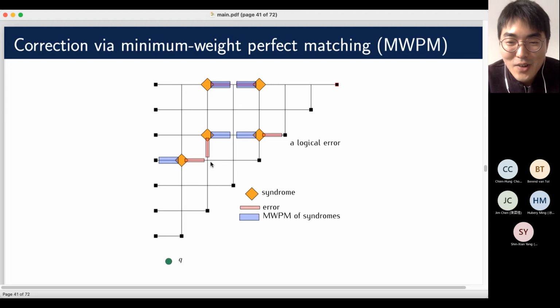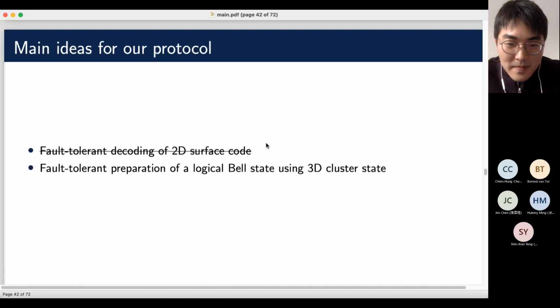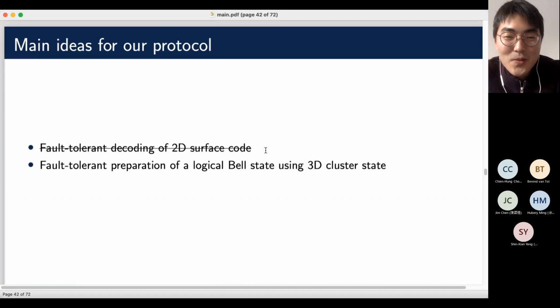But if our matching is like this, then there is a strip connecting from the left side to the right side. In this case, there is a logical error, so the protocol fails to retrieve the correct state psi. Okay, that was one of the main ideas for our protocol, and then I will move on to 3D cluster state.